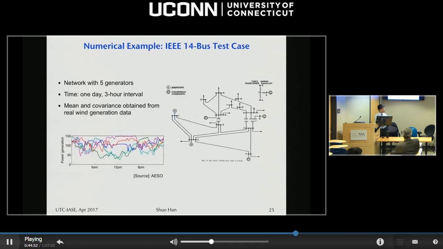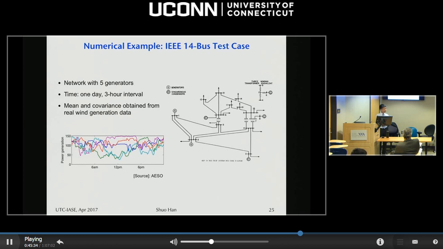So let me present the numerical results. The example that I used is the IEEE 14-bus test case, which is a standard test case in power systems. It's a network with 14 vertices, or 14 buses, and 5 of which are generators. And then I'm going to consider a time horizon of 1 day with a 3-hour interval. So that means my random vector theta is 5 times 8, so 5 generators times 8 time slots for each day. So it's a 40-dimensional random vector.